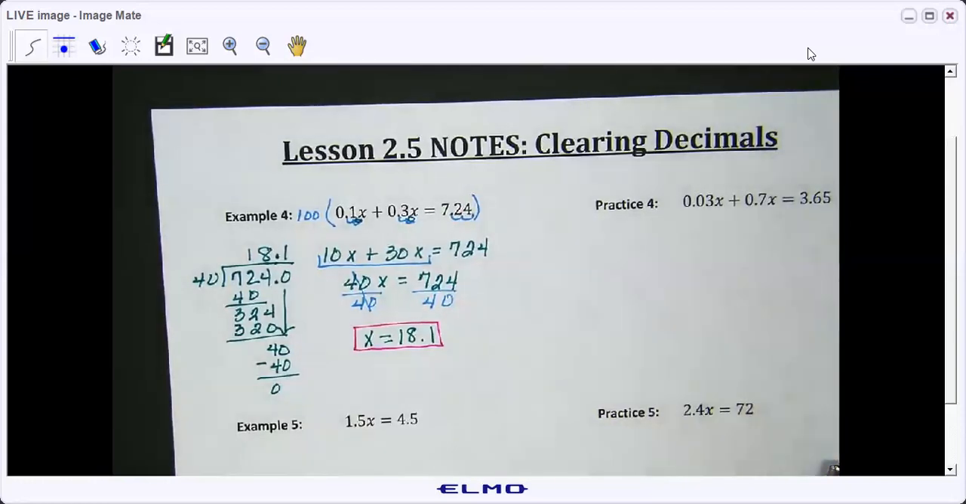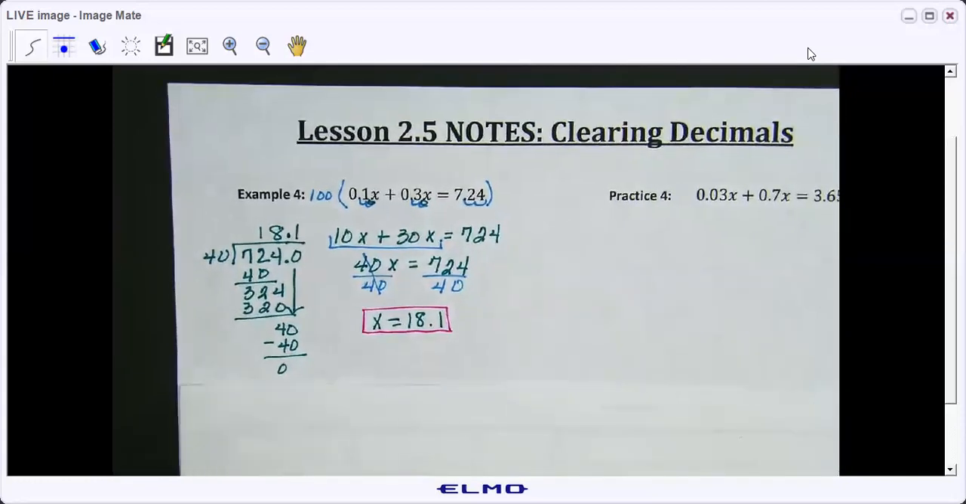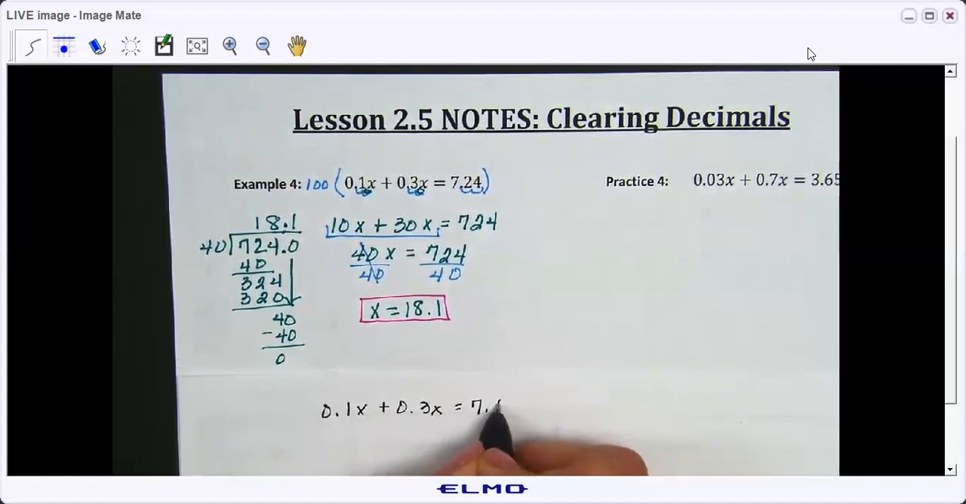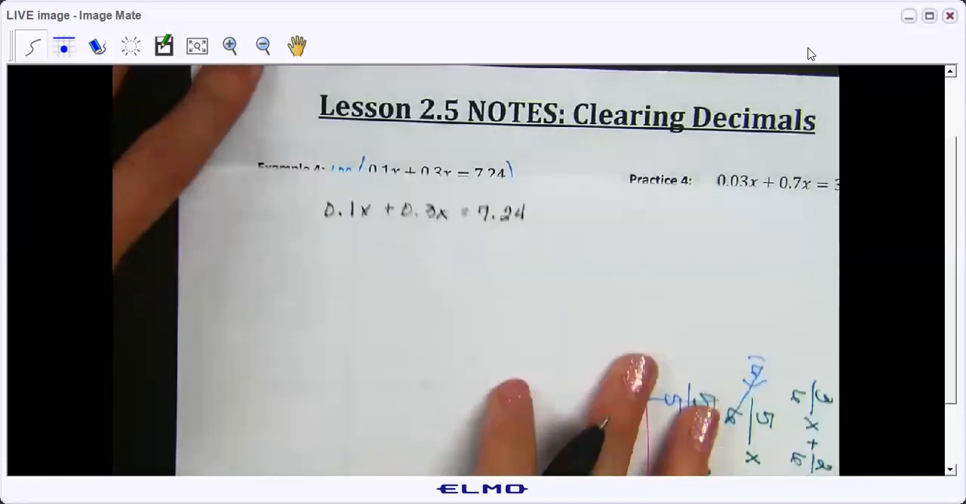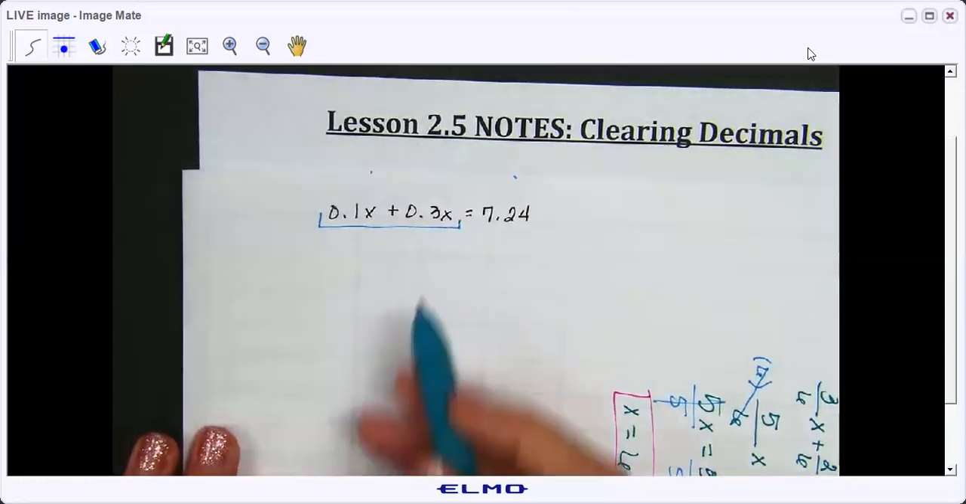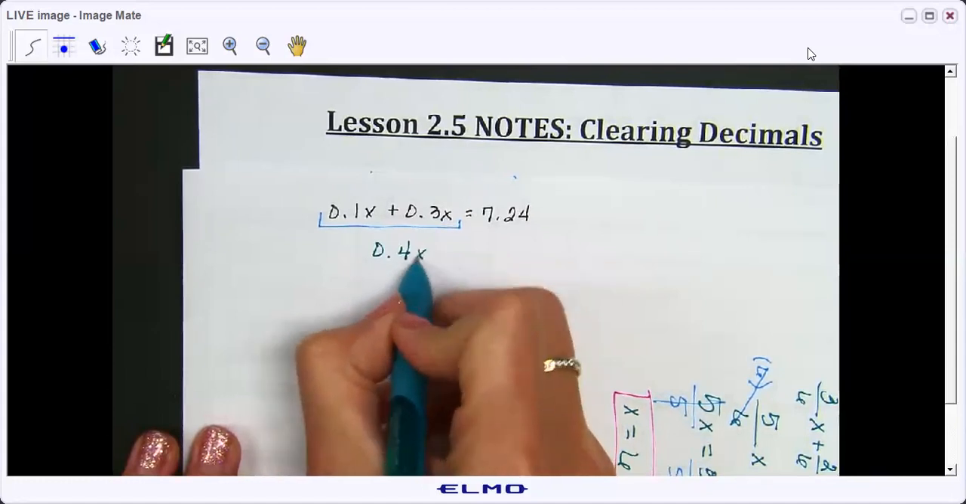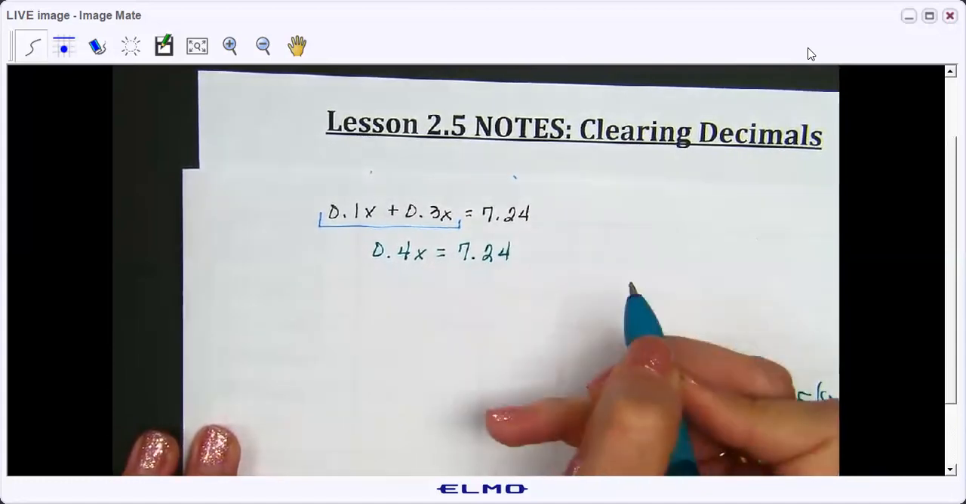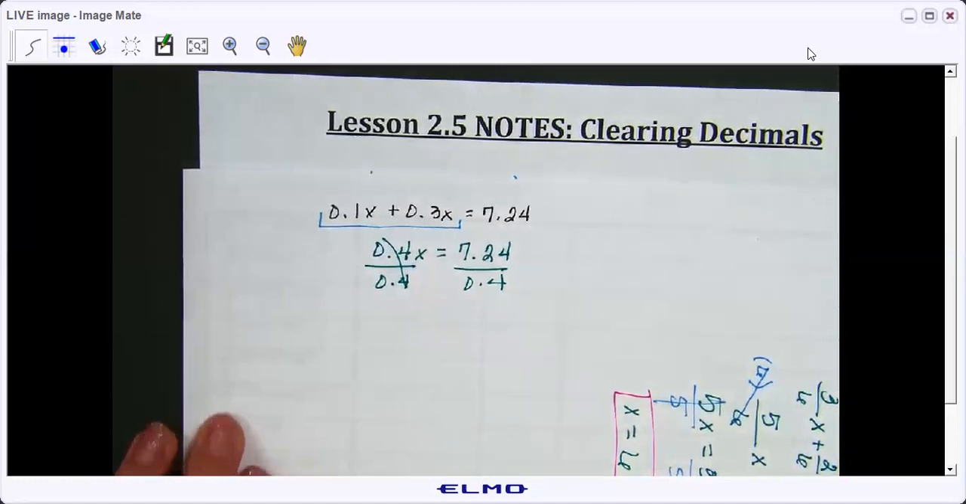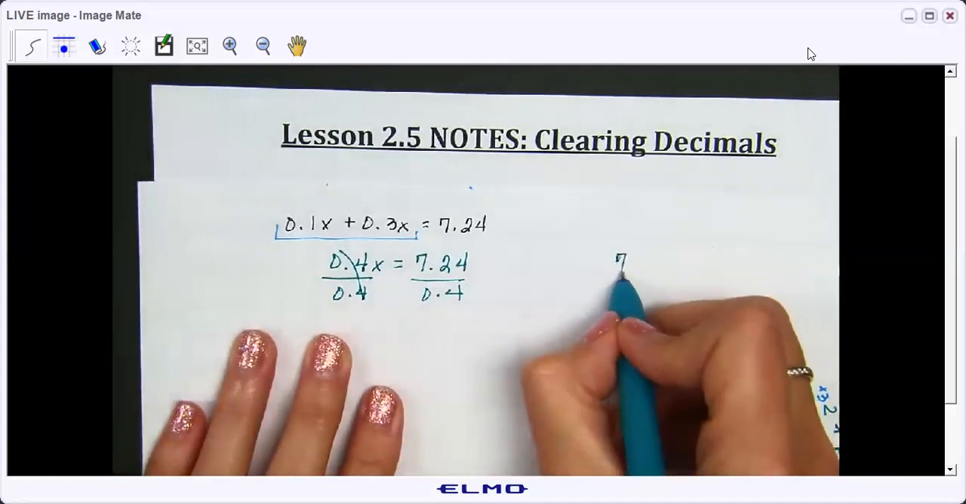Okay, now I'm going to solve by not clearing, and let's see the difference in the math. So 0.1x plus 0.3x equals 7.24. All right, so I am going to combine my like terms right here, and I get 0.4x equals 7.24. And then I have to divide by 0.4. This actually looks like a little bit less work. But the thing is you have to know how to divide by decimals for you to be comfortable with this and do it correctly. So I'm going to divide 7.24 by 0.4.